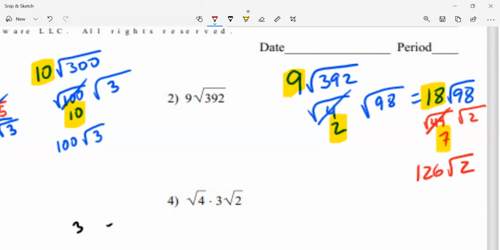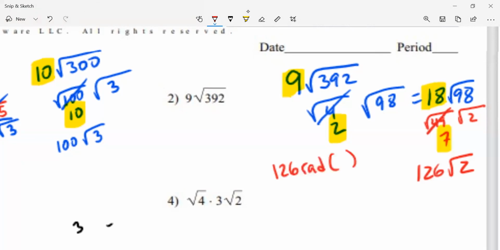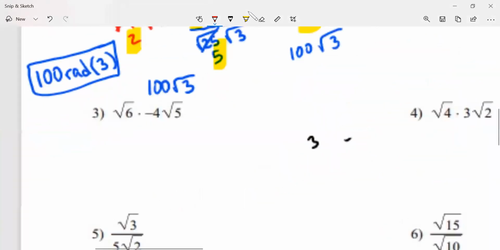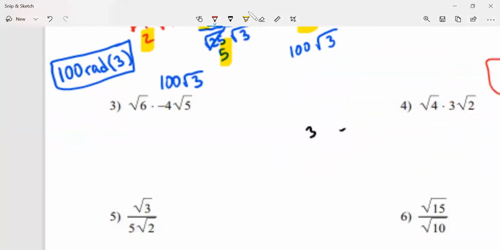So the way I'm going to type this will be 126 rad, and then inside parentheses, 2. It's 126 radical 2. We're going to call this by its proper name, radical. Okay. So that's how we simplify radicals. We can also multiply radicals. The way we're going to do this, we're going to multiply the numbers outside to begin with.